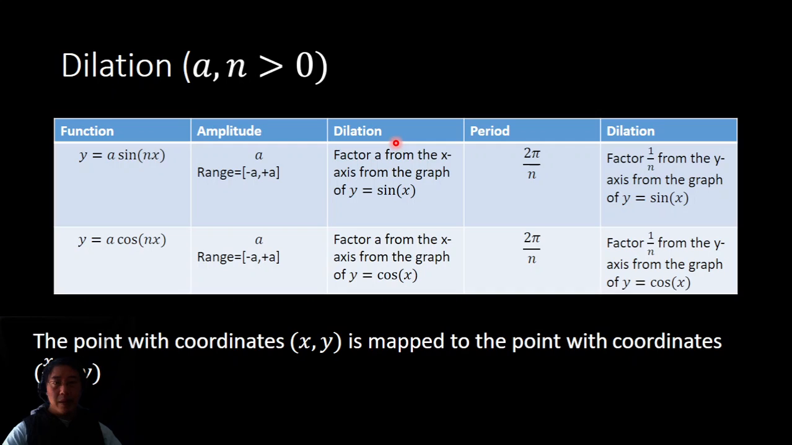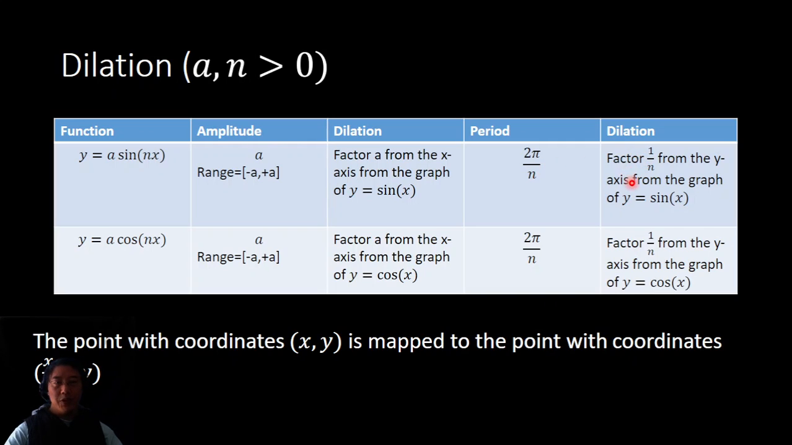Now the dilation is a factor of a from the x-axis. So as a increases, let's say a equals 2, you would double the function compared to y equals sine of x or y equals cos of x respectively. The period will be affected by the n coefficient in front of x. The period will be divided by n. So as n increases, the period is smaller, the wavelength is smaller.